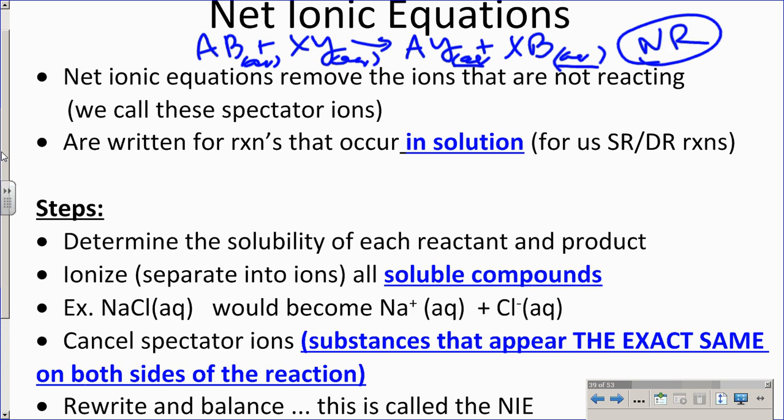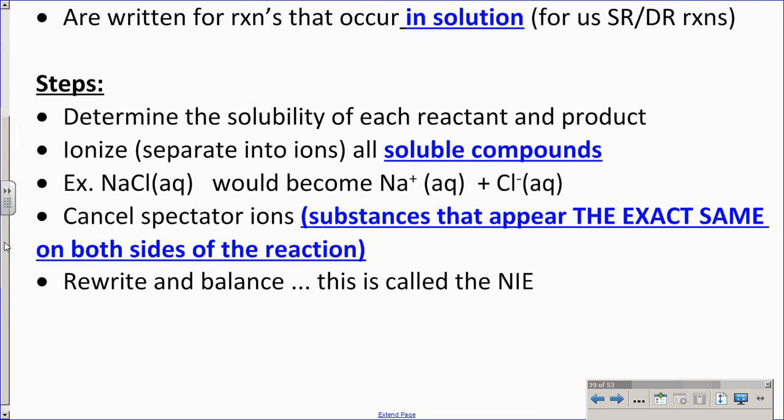Next step. Let's look at our steps here. Determine solubility for each reacting product. I said in my question that the solutions are aqueous, solutions of silver nitrate and sodium chloride. So everything is aqueous, precipitate, aqueous. Next, ionize, separate all soluble compounds. Which things are soluble, the aqueous ones or the precipitates? Aqueous are soluble. So you just break them back into their previous ion form.